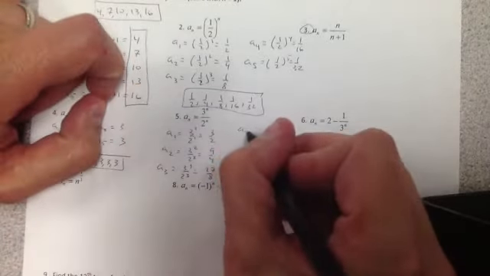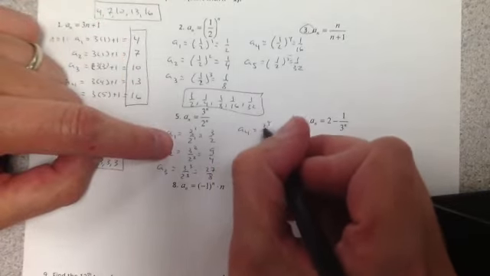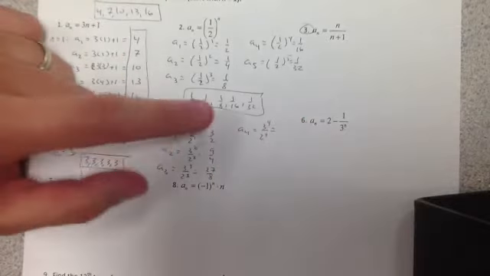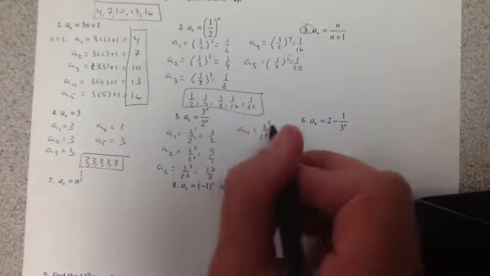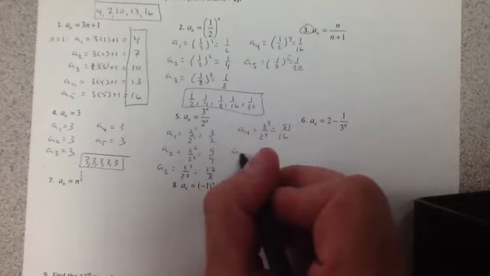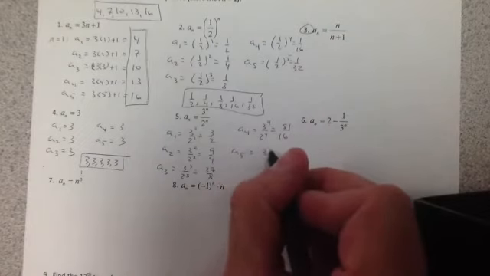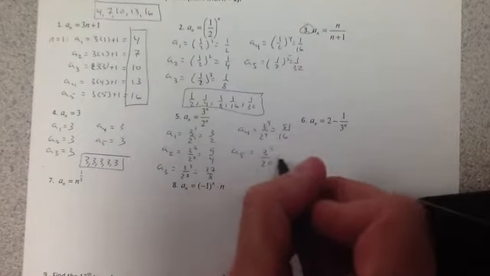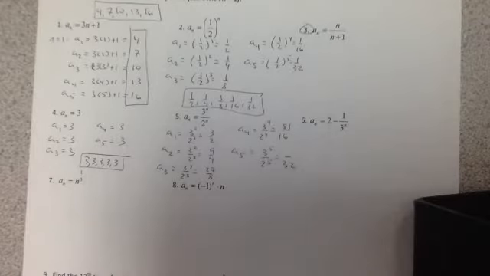The fourth term, a sub 4, 3 to the fourth over 2 to the fourth. Now we're going to have to deal with 3 to the fourth quite a bit. That's easy. It's 81, and 2 to the fourth is 16. But the trick one is the fifth one. 3 to the fifth over 2 to the fifth. Now the bottom is 32. That's pretty easy to do.